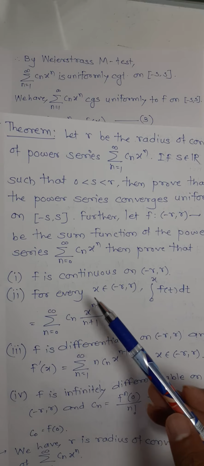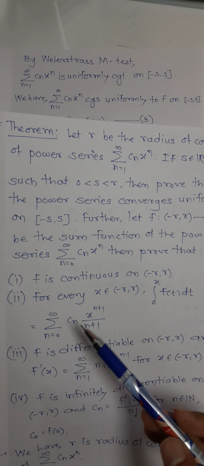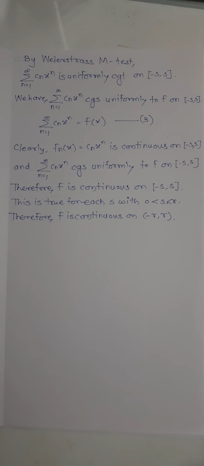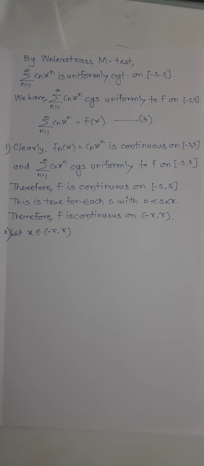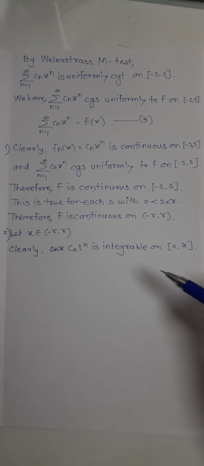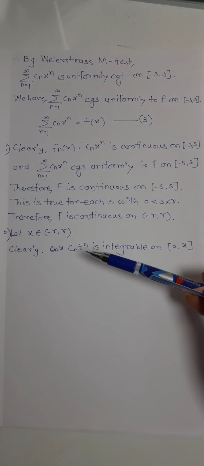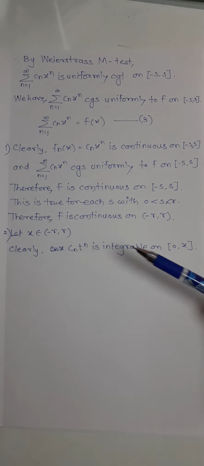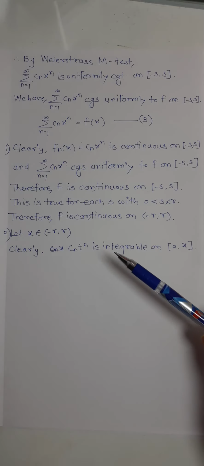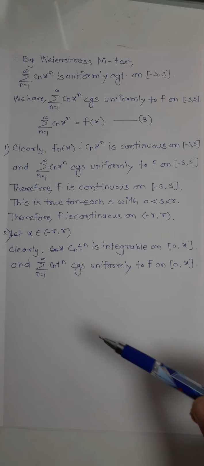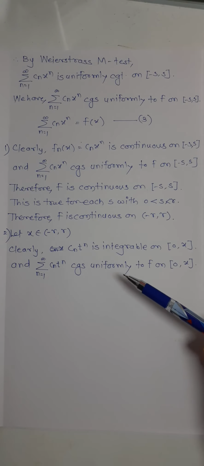Let us go for the second: for any x belonging to minus r to r, this is a result related to integration of a function. Let x belong to the open interval minus r to r. Then clearly c_n t raised to n is integrable. Last time we had taken c_n x raised to n, but this time I took c_n t raised to n, since x is already used. It's a polynomial, that's why it's an integrable function. That series converges uniformly to f.